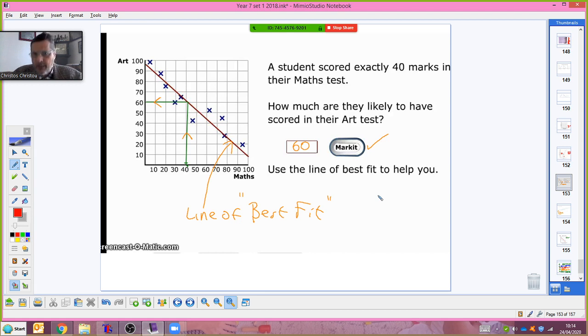Now, this only works if there is a line of best fit. You can't estimate from a whole load of points, even though there will be a correlation, positive or negative. You can't do any estimate unless you draw in a line of best fit, and that gives you grade 5 GCSE in this topic. Can we move on?